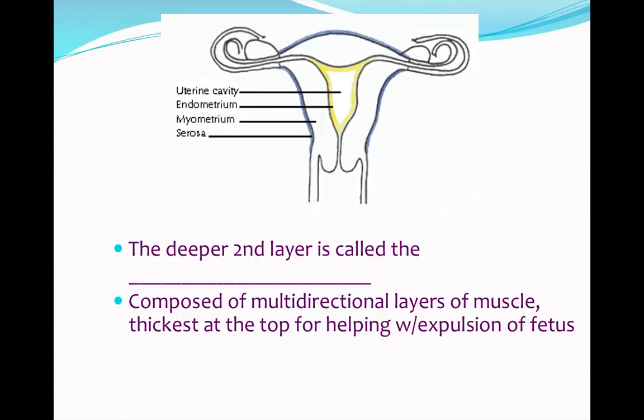The second layer, the thick side walls, is called the myometrium. The muscles that make up the myometrium have multi-directional layering. They're very strong, so when they contract, they can help expel a fetus.